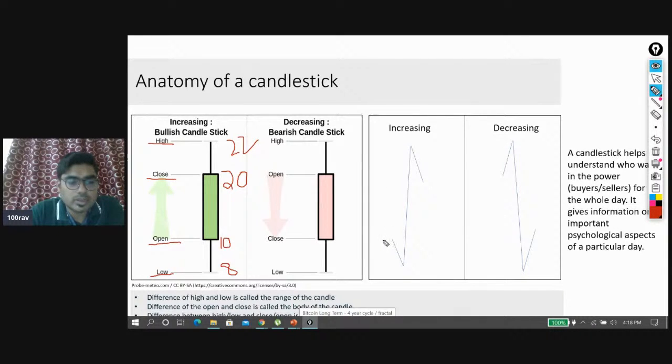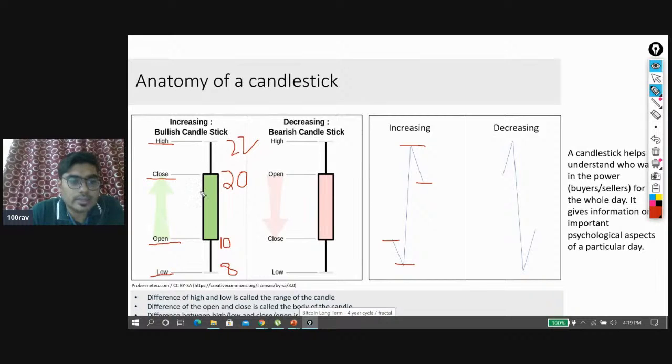Let's say it opened at 10. It made a low of 8 sometime in the day. We don't care about it. Then it made a high of 22. And finally, it gave a closing at 20. Right? So this is how, now this I have tried to simplify here. So a candle gives you that information very properly.